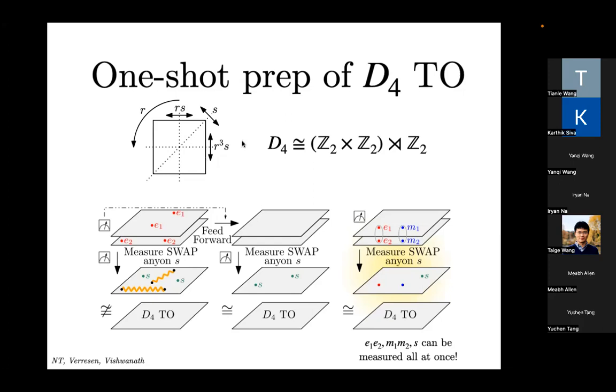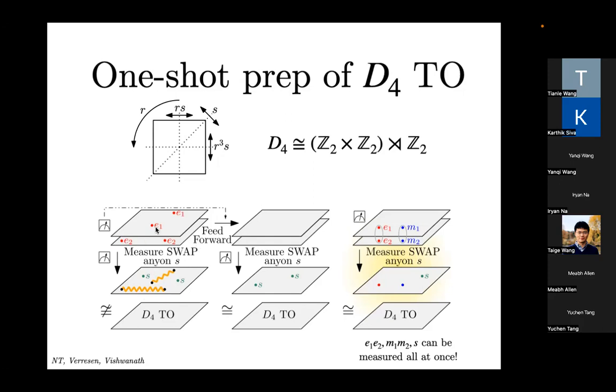In the protocol I described previously, you prepare two toric codes, then you clean up all the anyons. Then you gauge the swap symmetry, which realizes measuring the swap anyon, and you get D4 topological order. Of course, if you didn't clean that up, you would get non-abelian anyons that wouldn't be D4 topological order. However, you can actually do it in one round of measurement.